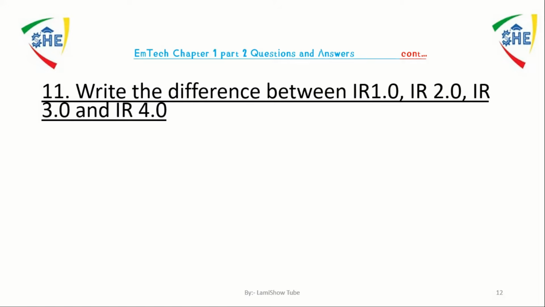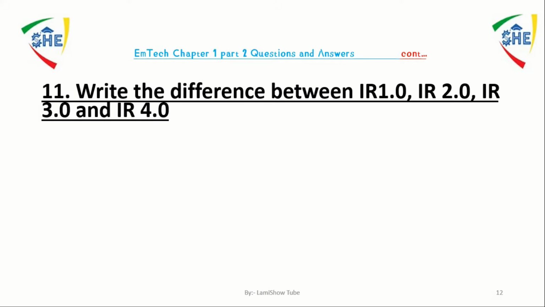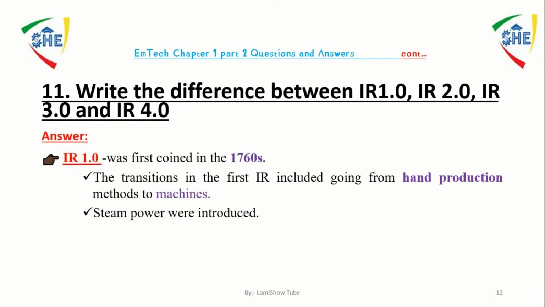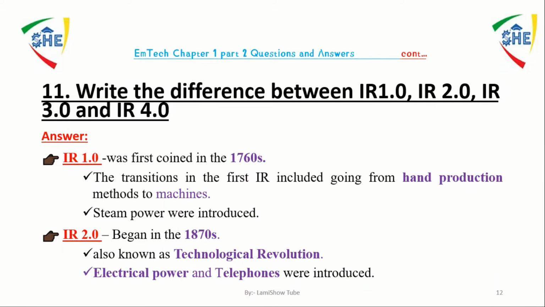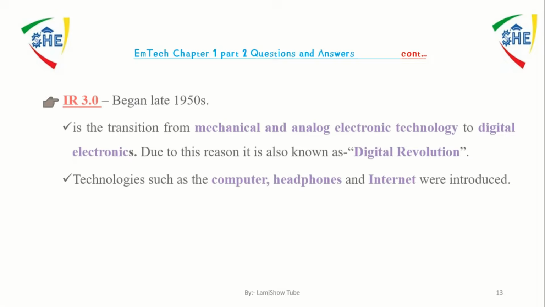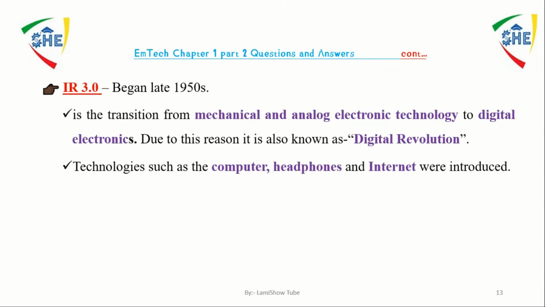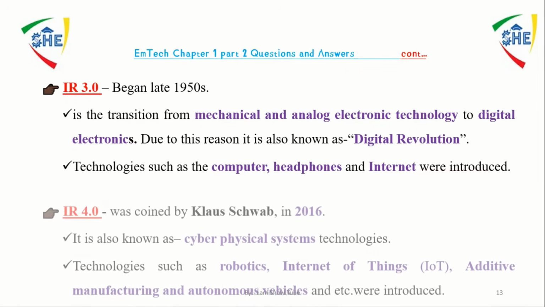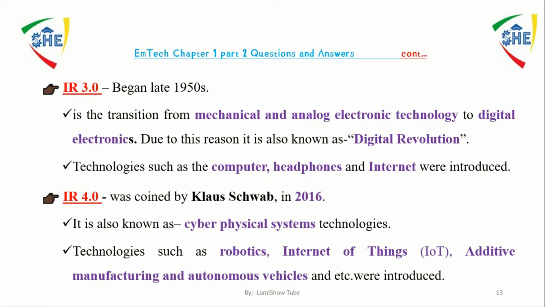Question number 11. Write the difference between industrial revolution 1, 2, 3 and industrial revolution 4. So this is industrial revolution 1, this is industrial revolution 2, this industrial revolution 3 and this industrial revolution 4.